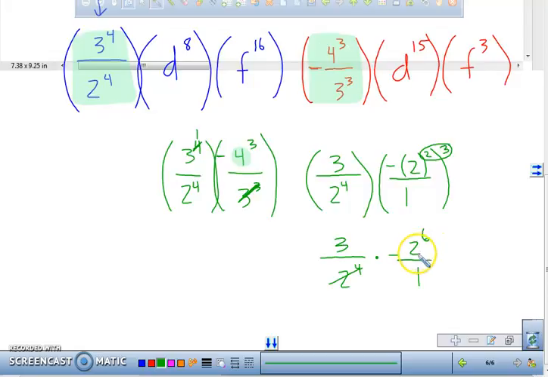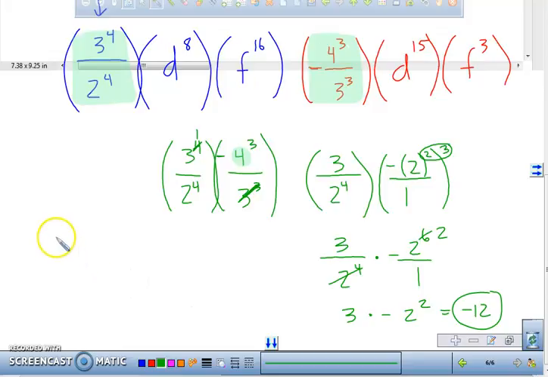All right? So right now, what does this cancel to? That cancels to a 2. And 3 times a negative 2 squared, everybody, is negative 12.